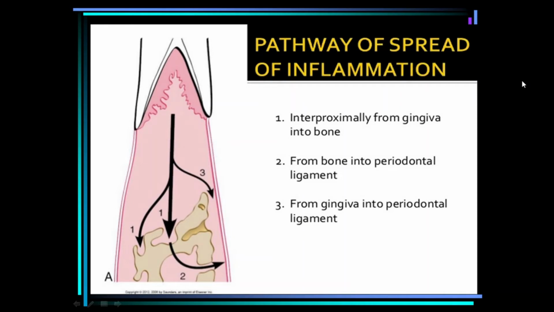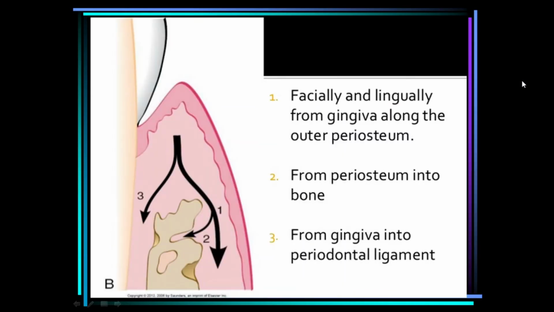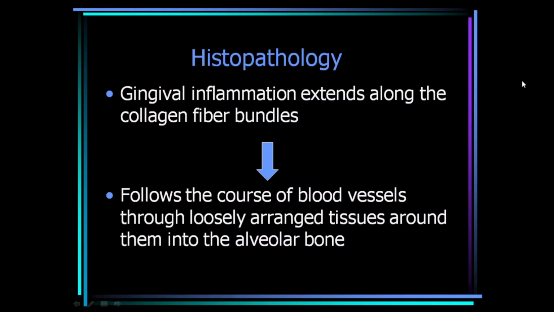So the pathway of spread of inflammation, we have already discussed: from gingiva into the bone, from bone into the periodontal ligament, and from gingiva into the periodontal ligament. Facially and lingually, from gingiva along the outer periosteum, from periosteum into the bone, and from gingiva into the periodontal ligament.